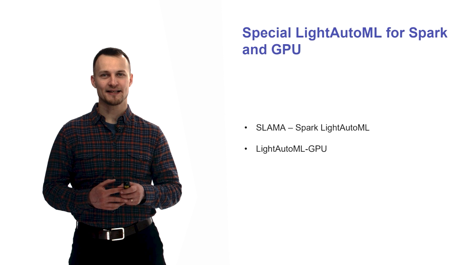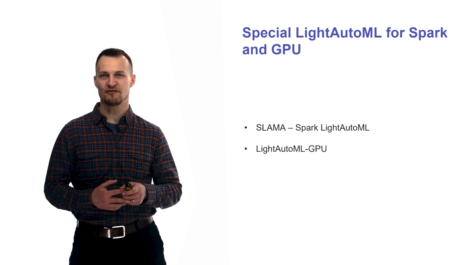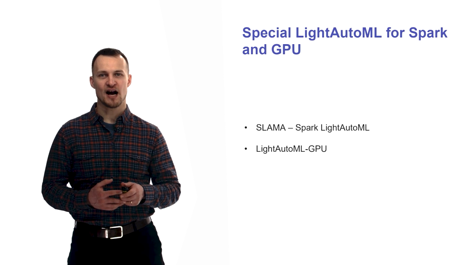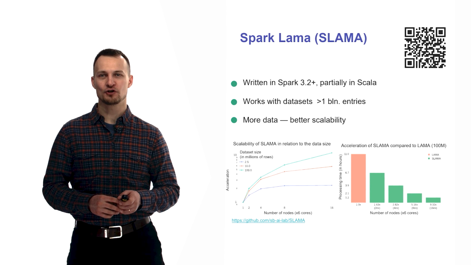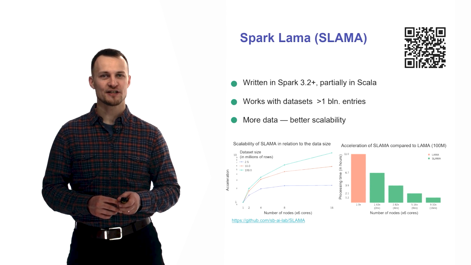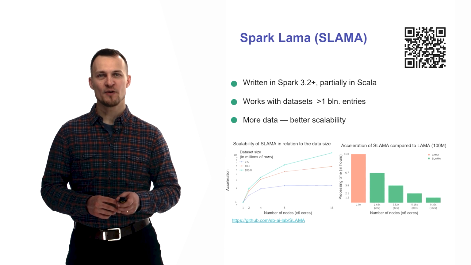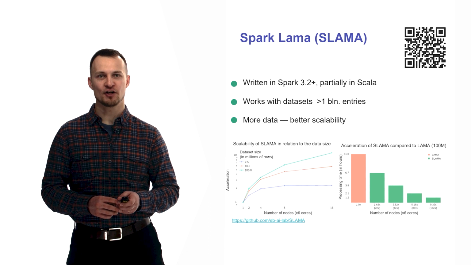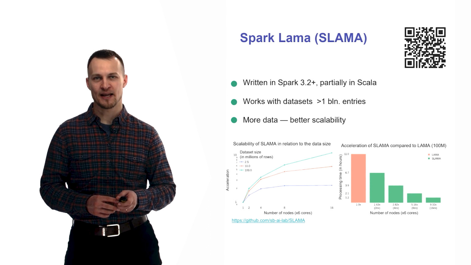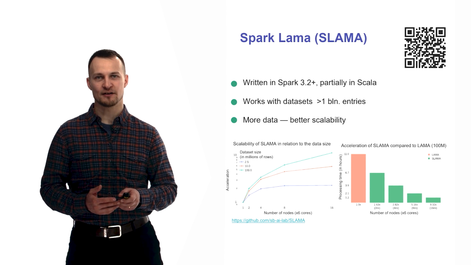And now, let's consider two versions of LAMA designed for a special computing infrastructure in the case when you need high-performance computing. Spark LAMA is a distributed version of LAMA. Now it works under Spark 3.2 and higher. Working with Spark LAMA is virtually the same as launching a regular LAMA Tabular Preset. The library is written in PySpark, partly in Scala for maximum acceleration.